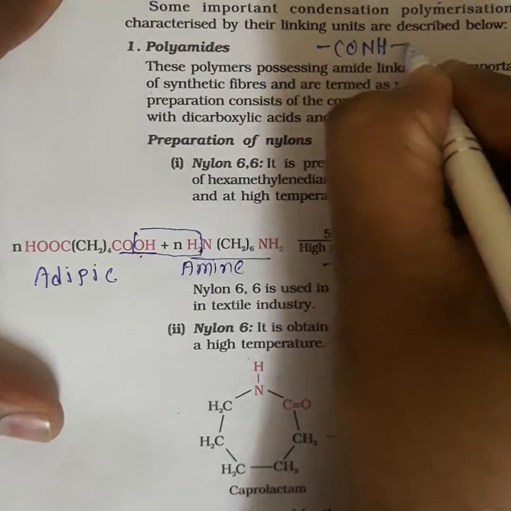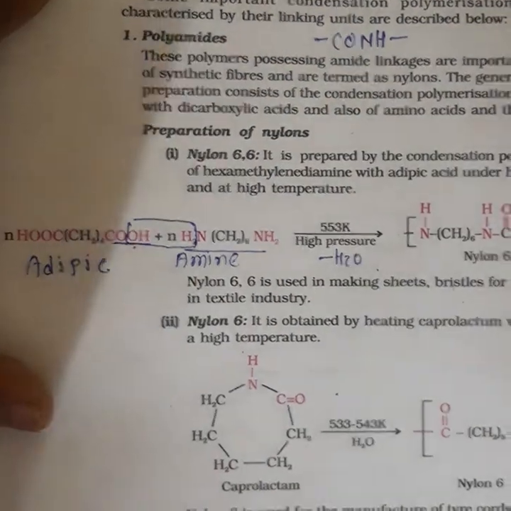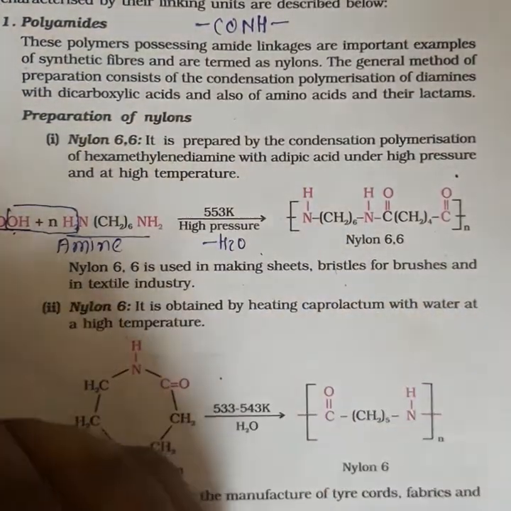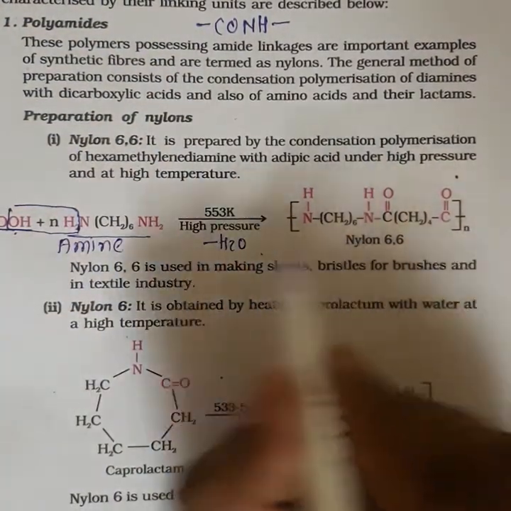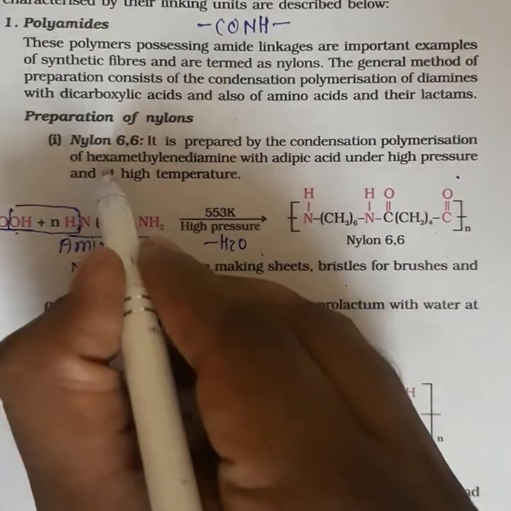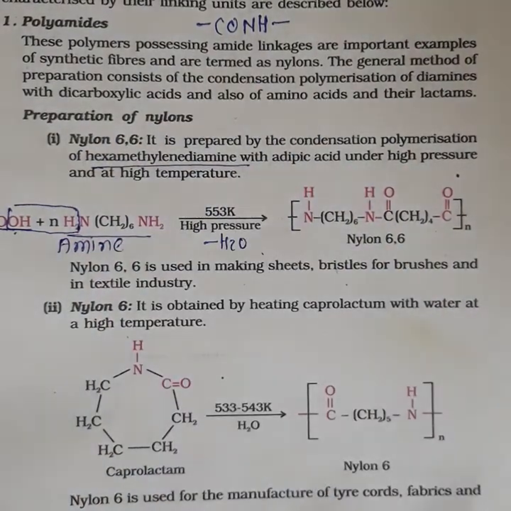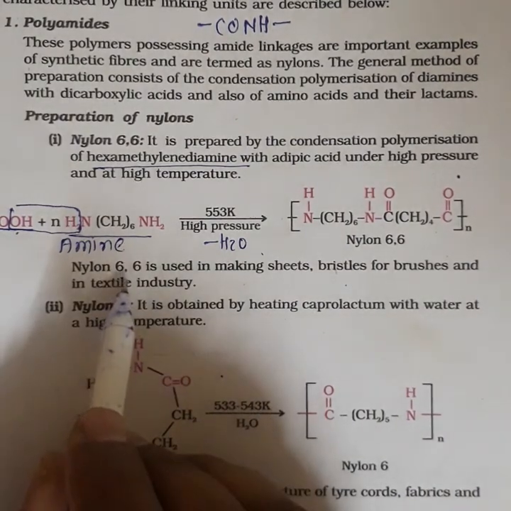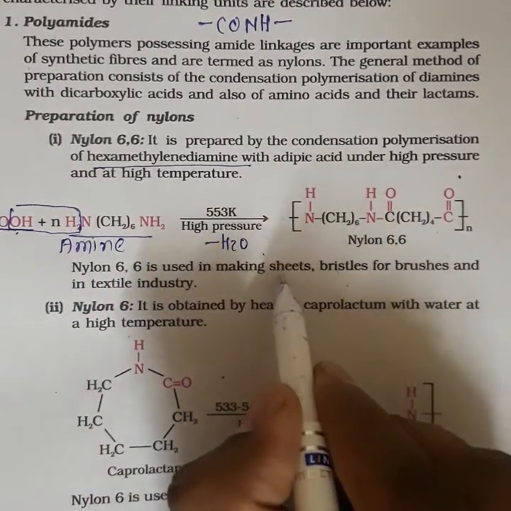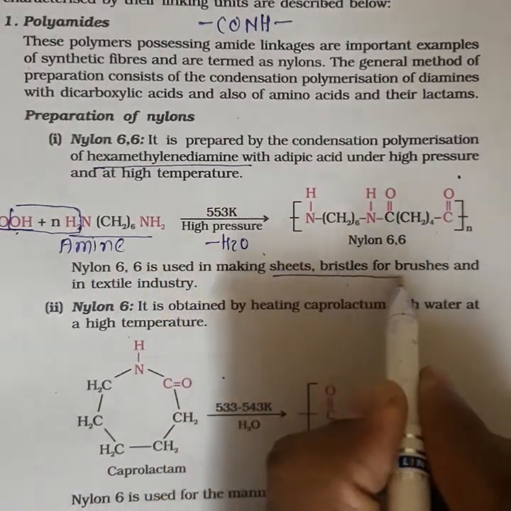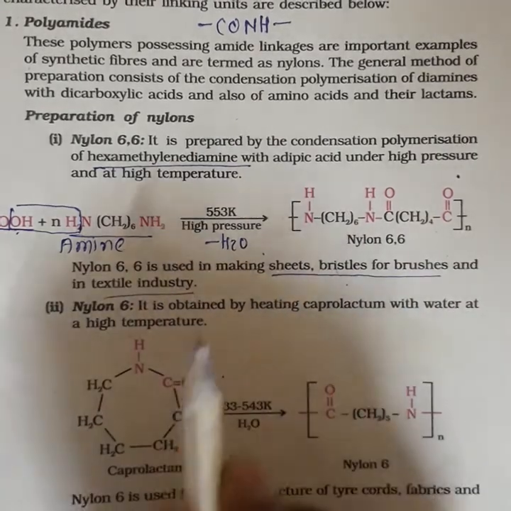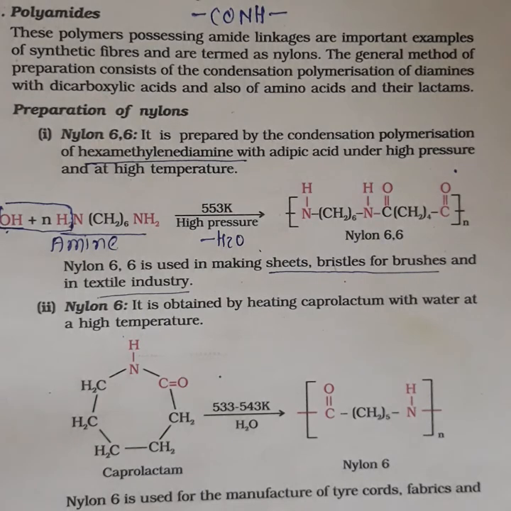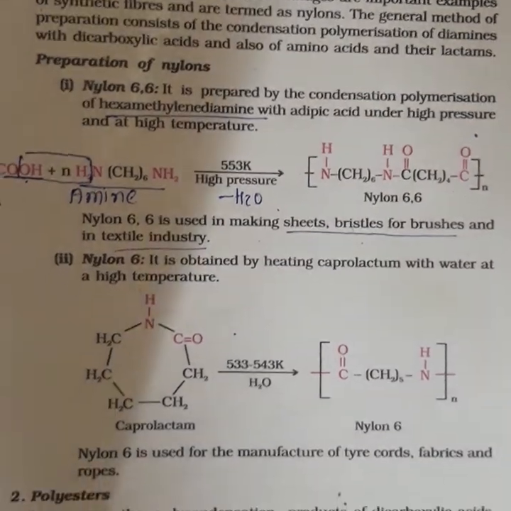This CONH linkage is why it is called the amide category of polymers, and this results in the formation of nylon 6,6. 6 carbon atoms from adipic acid and 6 carbon atoms from hexamethylene diamine, that's why the name nylon 6,6 is given to the polymer. This 6,6 indicates the number of carbons. It is used in the making of sheets, bristles for brushes and in the textile industry. In day-to-day use, the bristles of the toothbrush we use are made up of nylon 6,6.